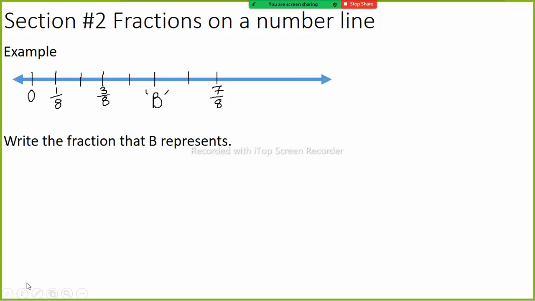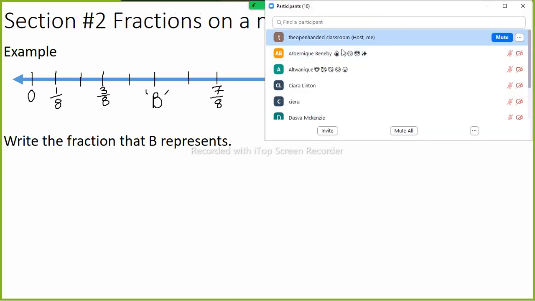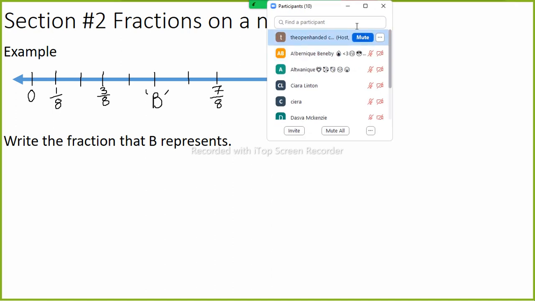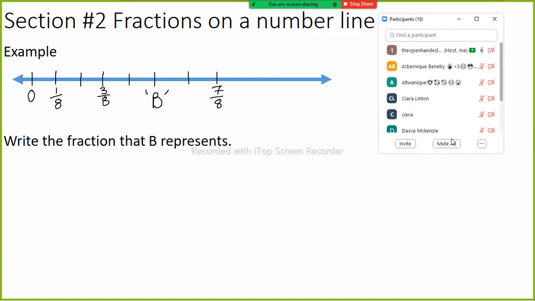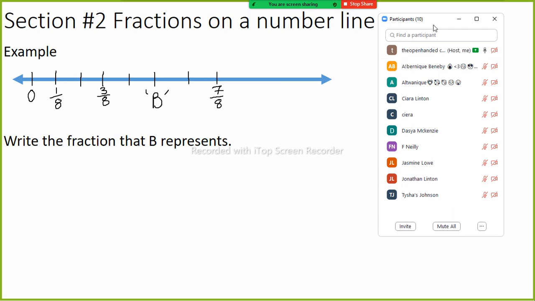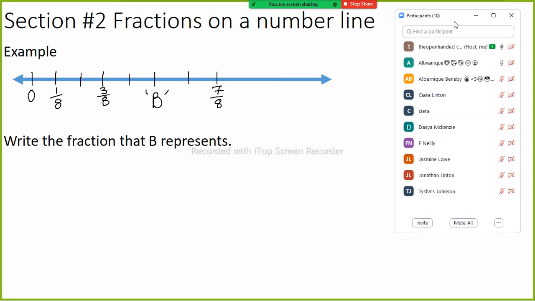So what would B be? Beginning with you, Altonique, what do you think B is going to be? What fraction is B going to be? 3/8. 3/8? No, that's not correct. How about you, Mr. Jonathan Linton? What fraction is B going to be? 5/8. Okay, anyone agree with Linton? That is 5/8? Yes. Okay, how do you know it's 5/8?